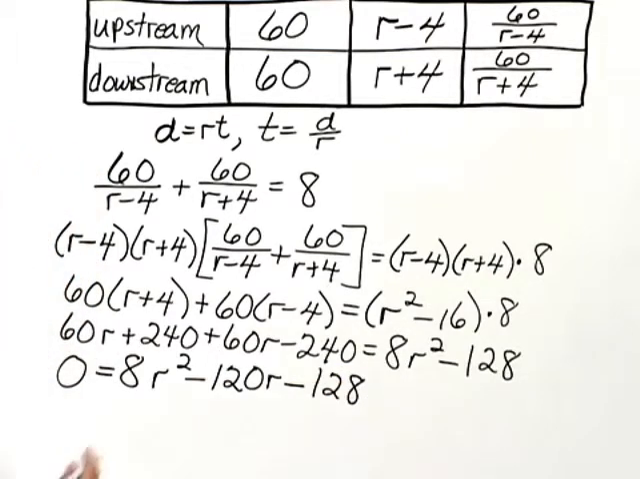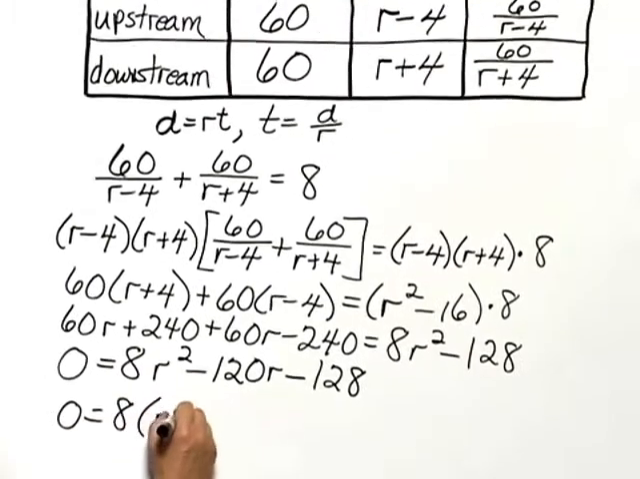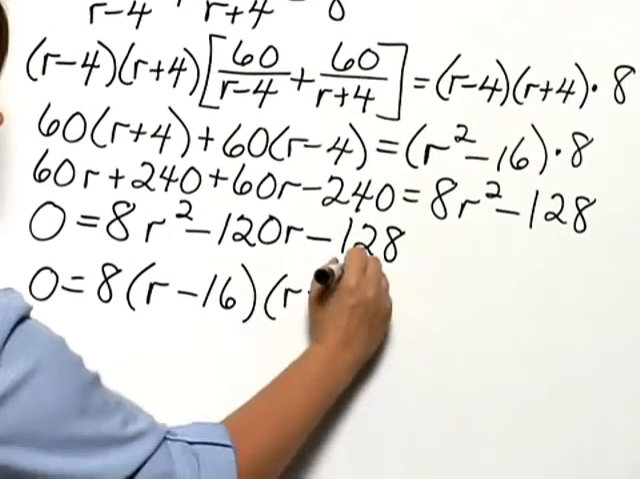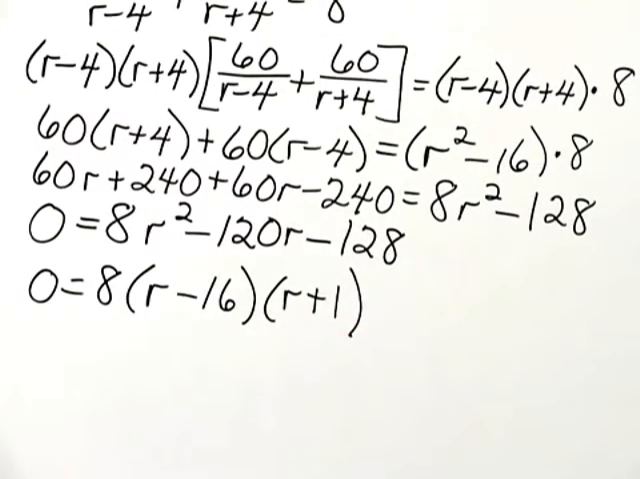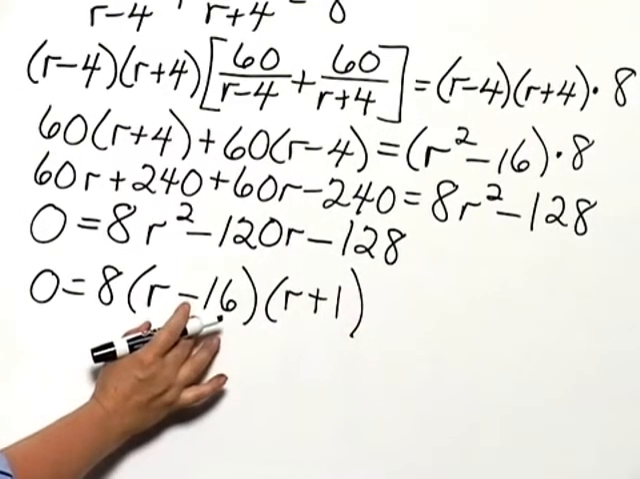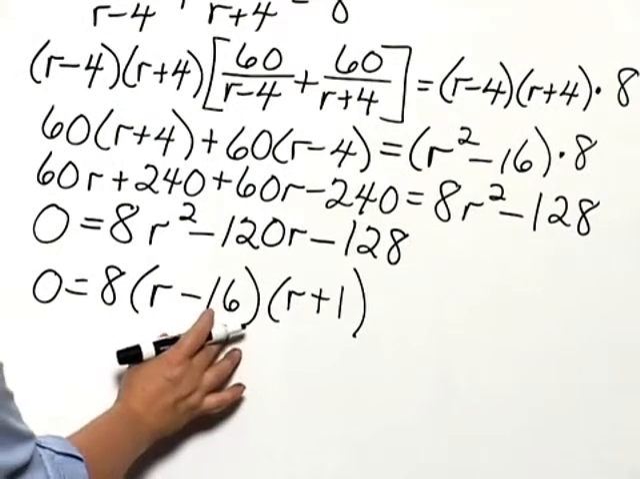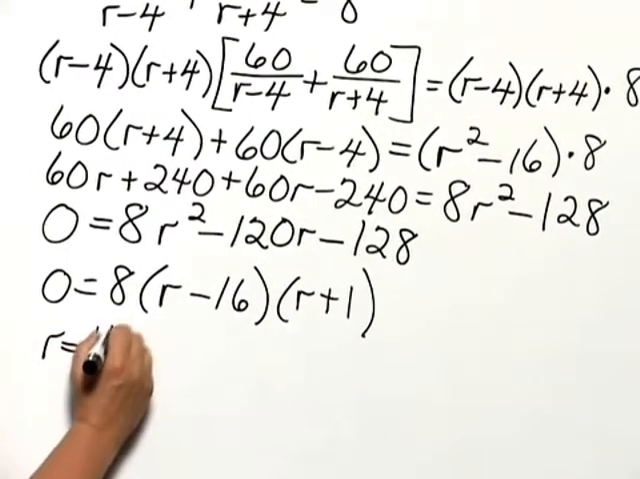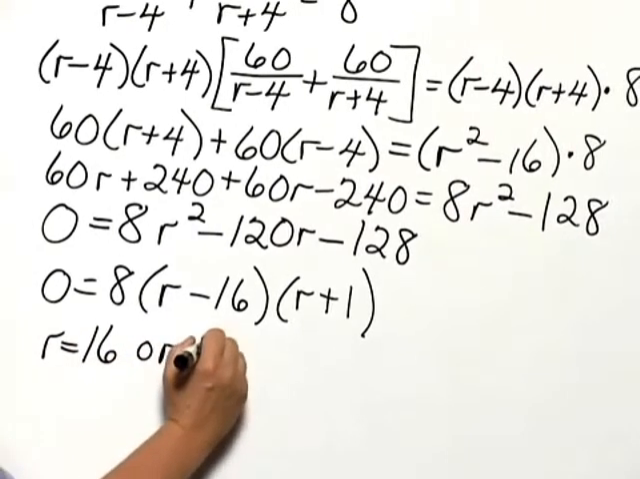If we divide everything, well, we can factor out an 8 and then factor the remaining trinomial, and we get 8 times R minus 16 times R plus 1. So that means R has to be 16, because then R minus 16 would be 0, or R can be negative 1, setting each of those factors equal to 0.